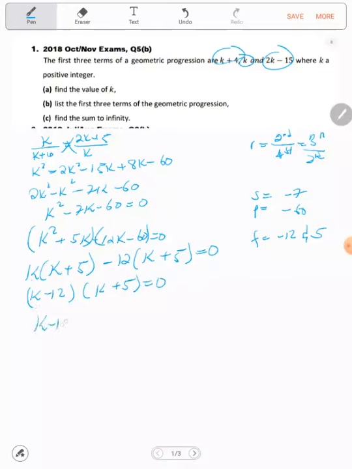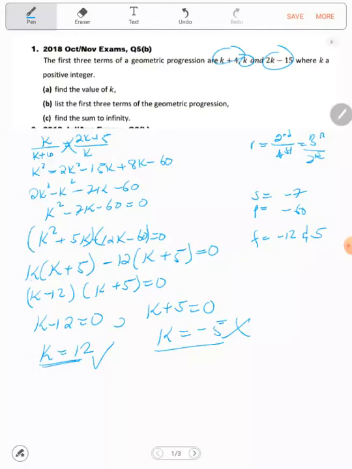This means that k minus 12 is equal to 0 and k plus 5 is equal to 0. When I take one of these to equal 0, this one gives me 12, and this one gives me negative 5. But remember, they are not looking for anything which is negative. We cancel. Our answer is 12.